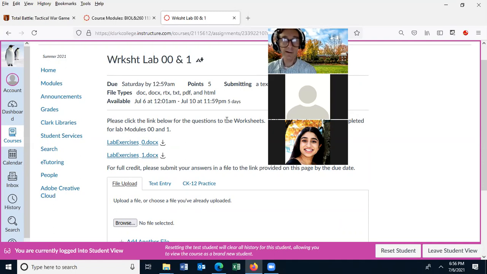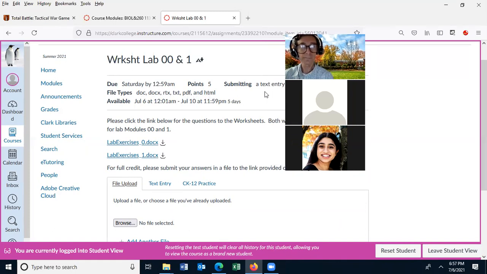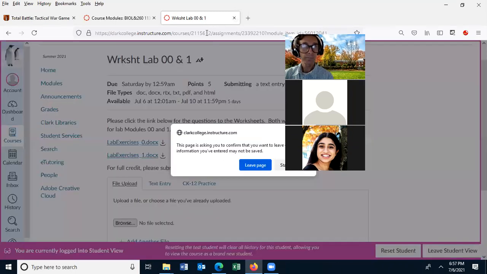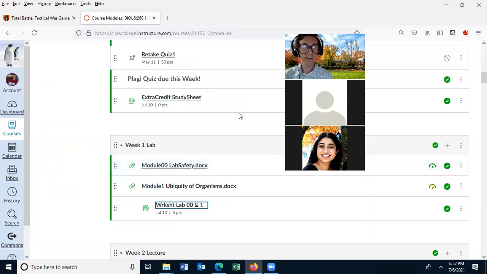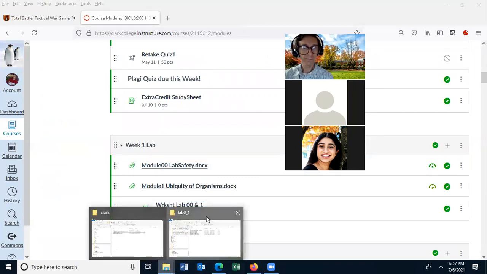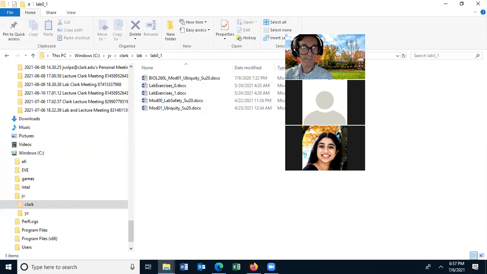So if you don't have Microsoft Word and you use another program, just make sure it's submitted. Oh, there it is right there, the file types. So with this one, I'll accept doc, docx, rich text format, a text file, a PDF file, and an HTML file. All right, why is that fighting me? Let's go to the lab module and go through it.